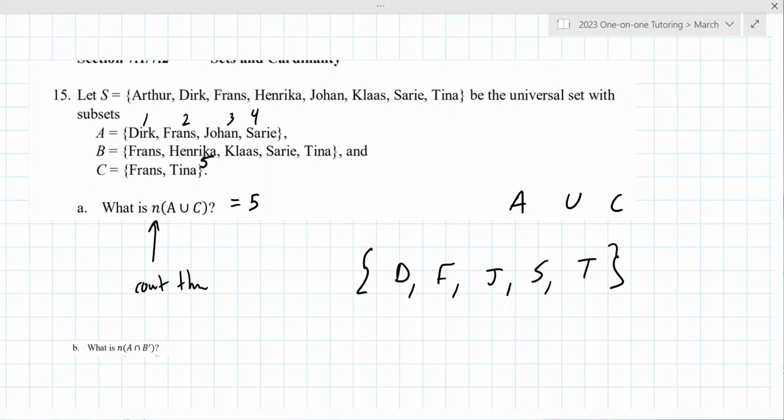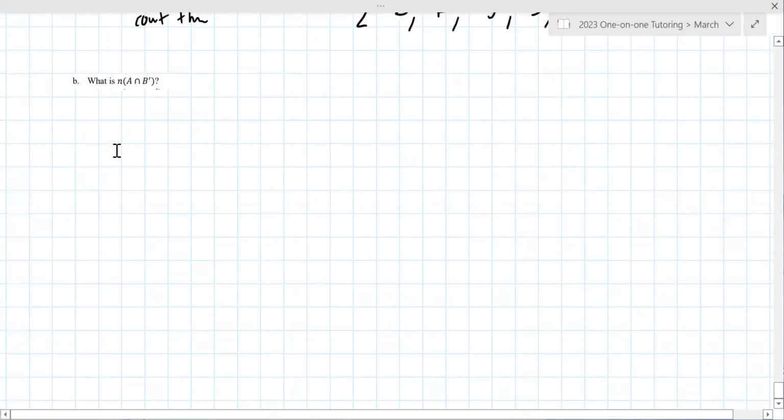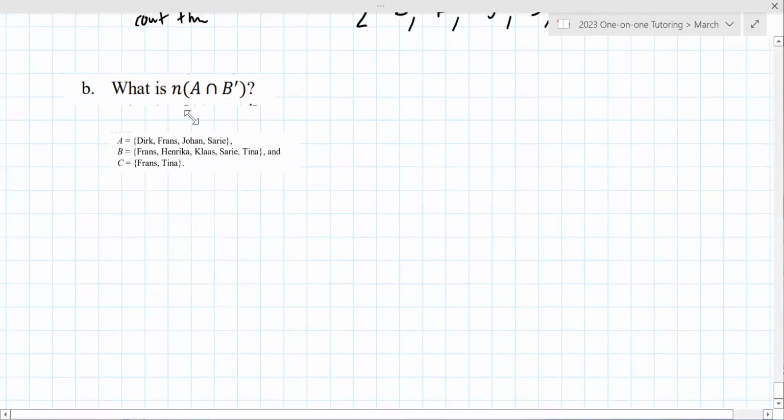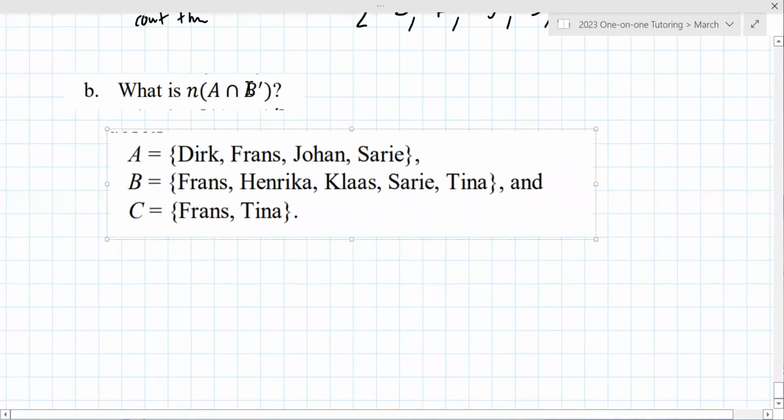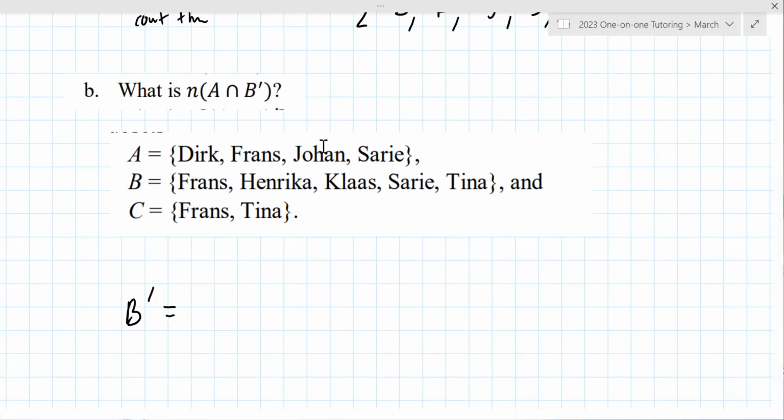All right, so let's look at the next one here. A intersect B naught. You want to do this in pieces. We first want to figure out what is B naught, basically what is not in B.